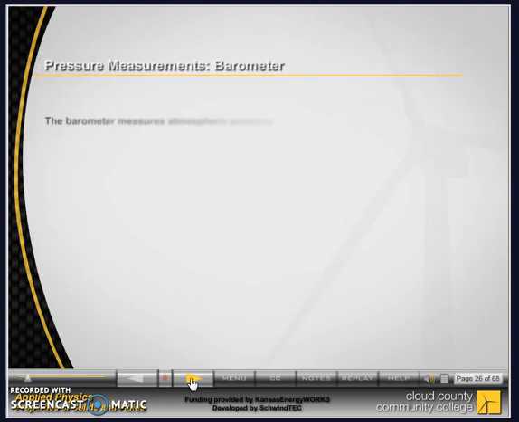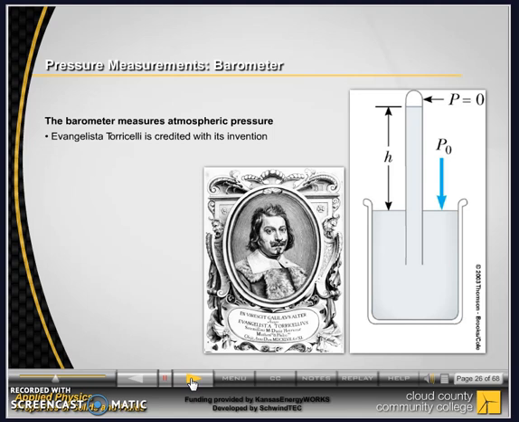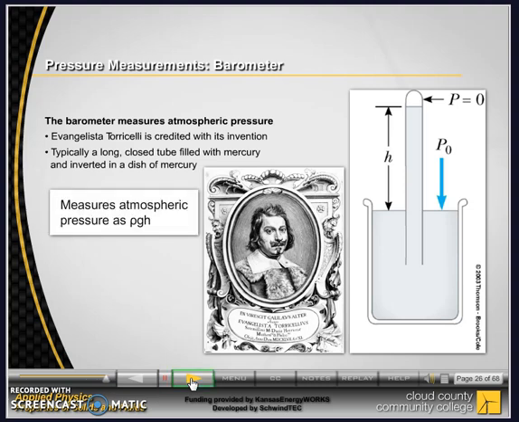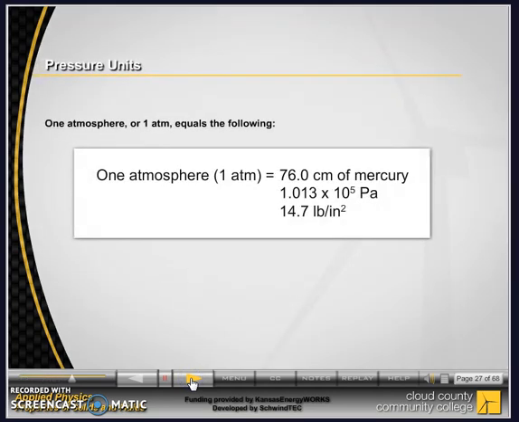The barometer measures atmospheric pressure. Evangelista Torricelli is credited with its invention. A barometer is typically a long closed tube filled with mercury and inverted in a dish of mercury. 1 atmosphere, or 1 atm, equals the following.